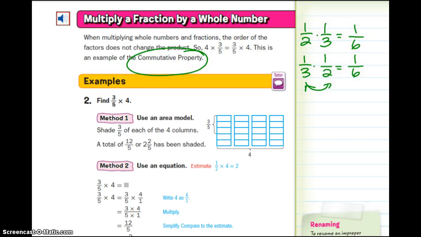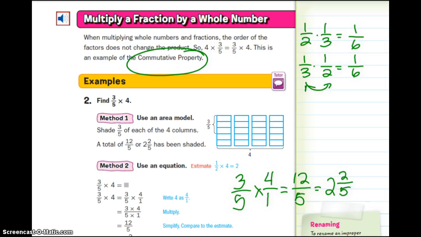Again, in modeling, we are going to move straight down to the actual multiplication of the problem instead of modeling. So 3/5 times 4/1. Can't simplify 4 and 5, can't really do anything with a 1 and 3, so all I can do is multiply across and I get 12/5. I know that 5 goes into 12 2 whole times with a remainder of 2, so I get 2 and 2/5.